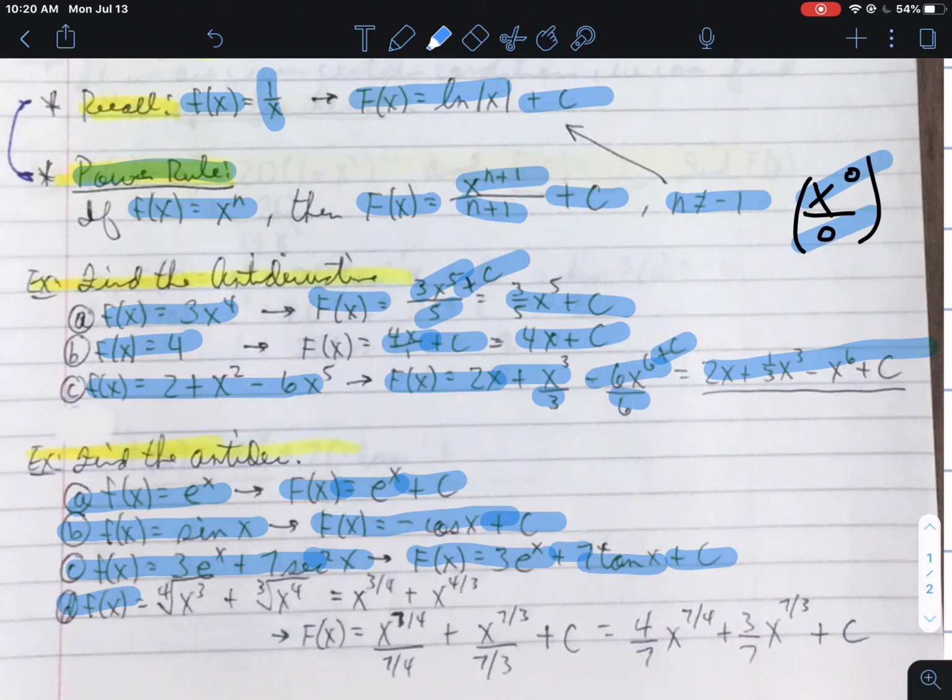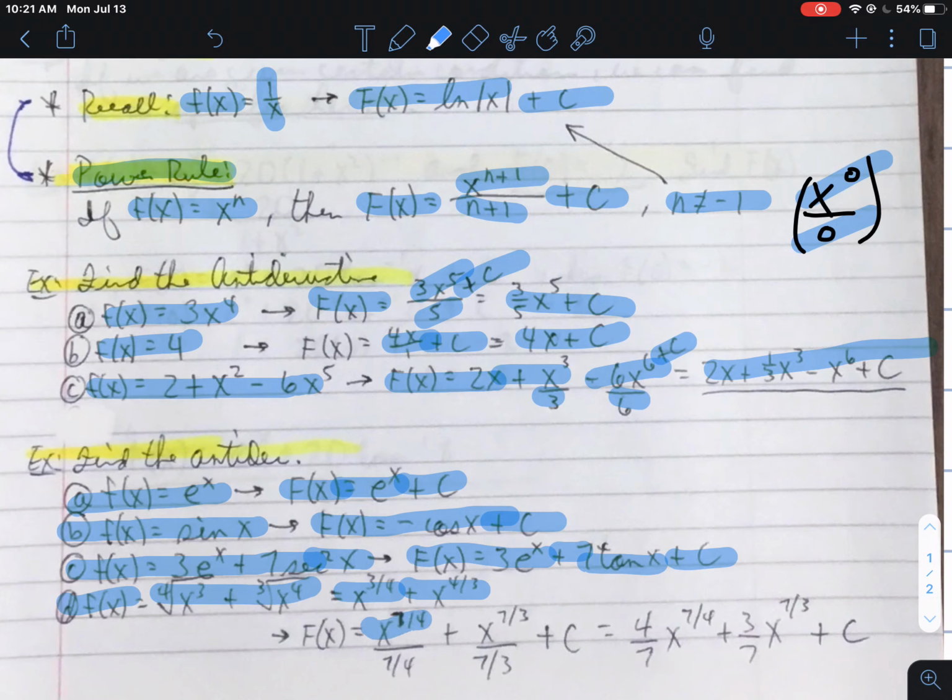So I've got the 4th root of x cubed plus the cube root of x to the 4th as our function. And just like when I was finding derivatives, I went ahead and rewrote it as rational exponents. So x to the 3/4 plus x to the 4/3. And then we find our derivative using the power rule. So I'm going to multiply. See, there I go going the wrong way. I'm going to increase the exponent by 1. So I have to add 1 to 3/4, giving us 7/4.